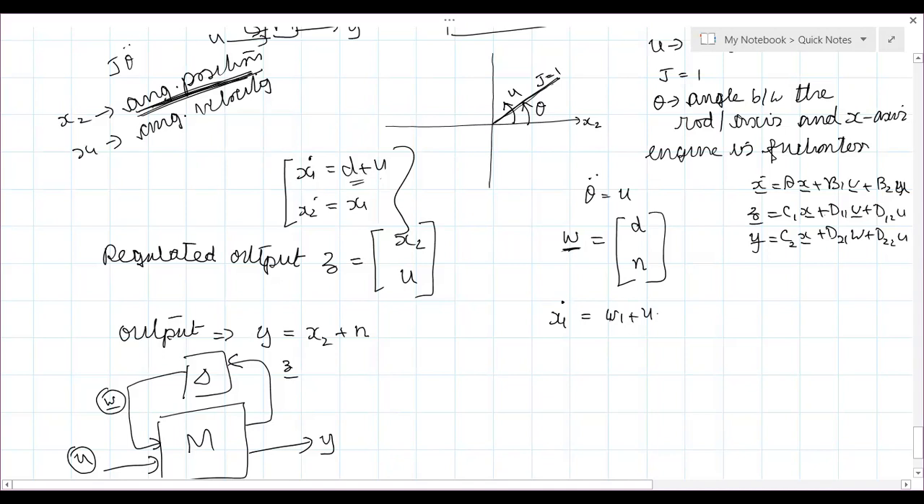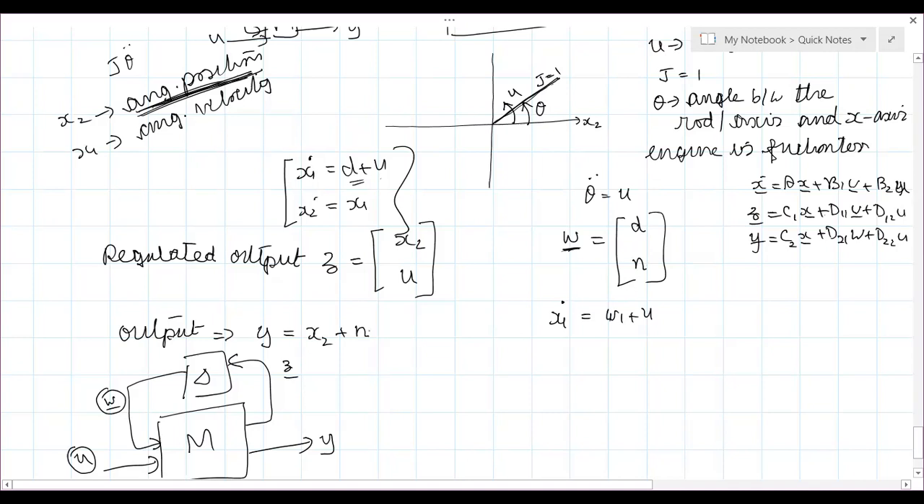Is that fine? Sir, one doubt. The n in W and the noise in the output equation, are they the same or different? Because there's a controller also inside. Yes, they are the same only. This noise is affecting the system.